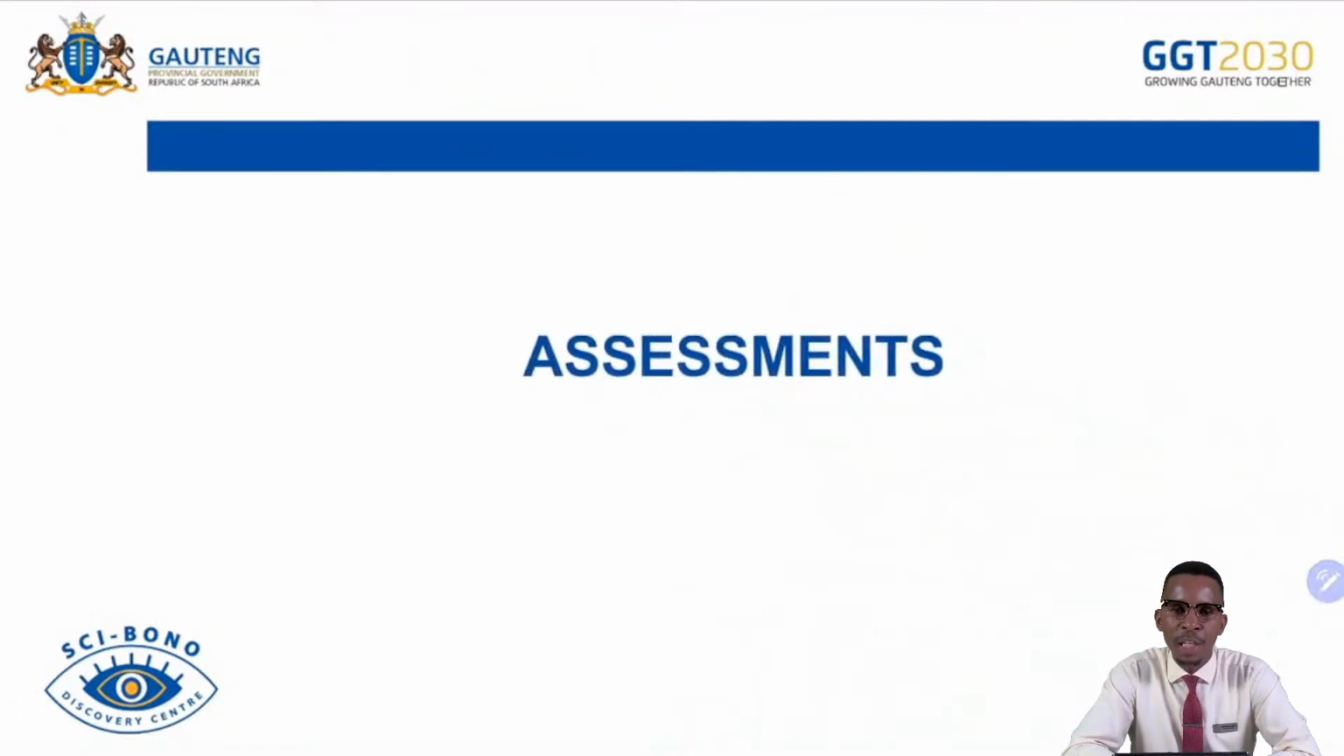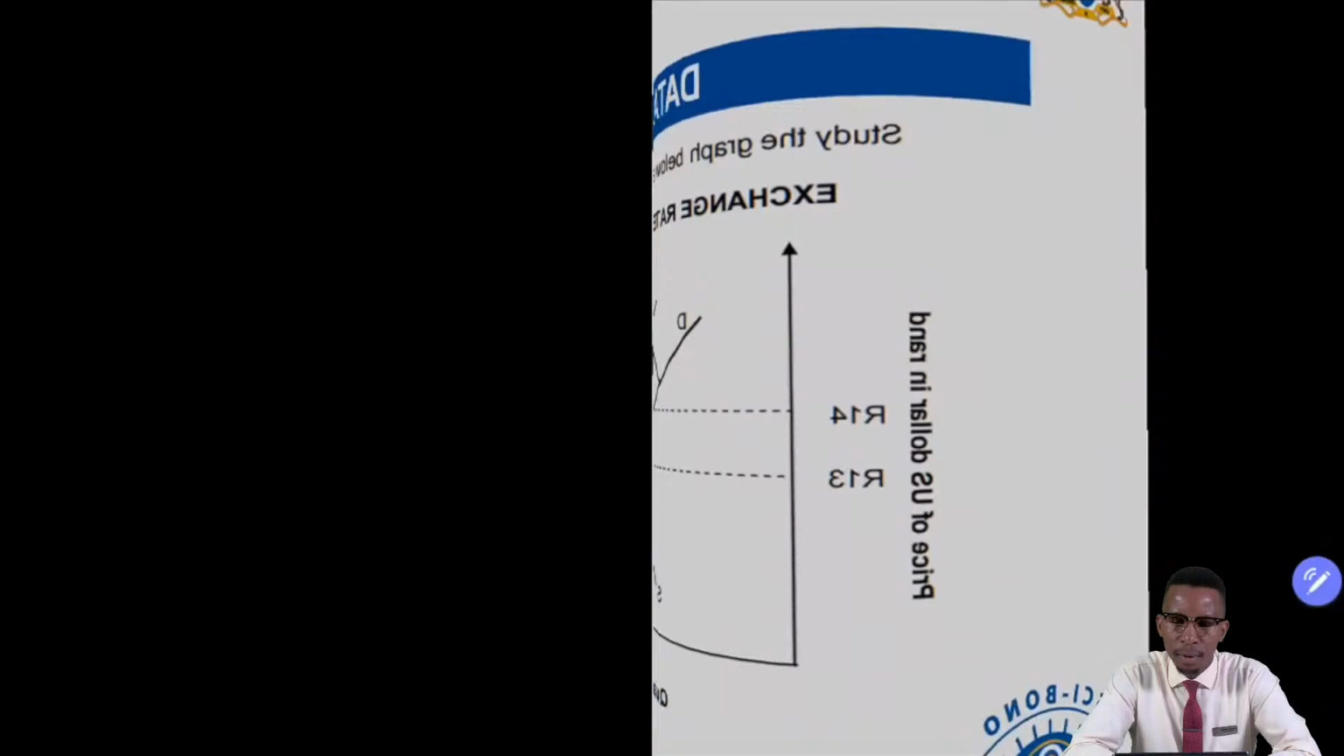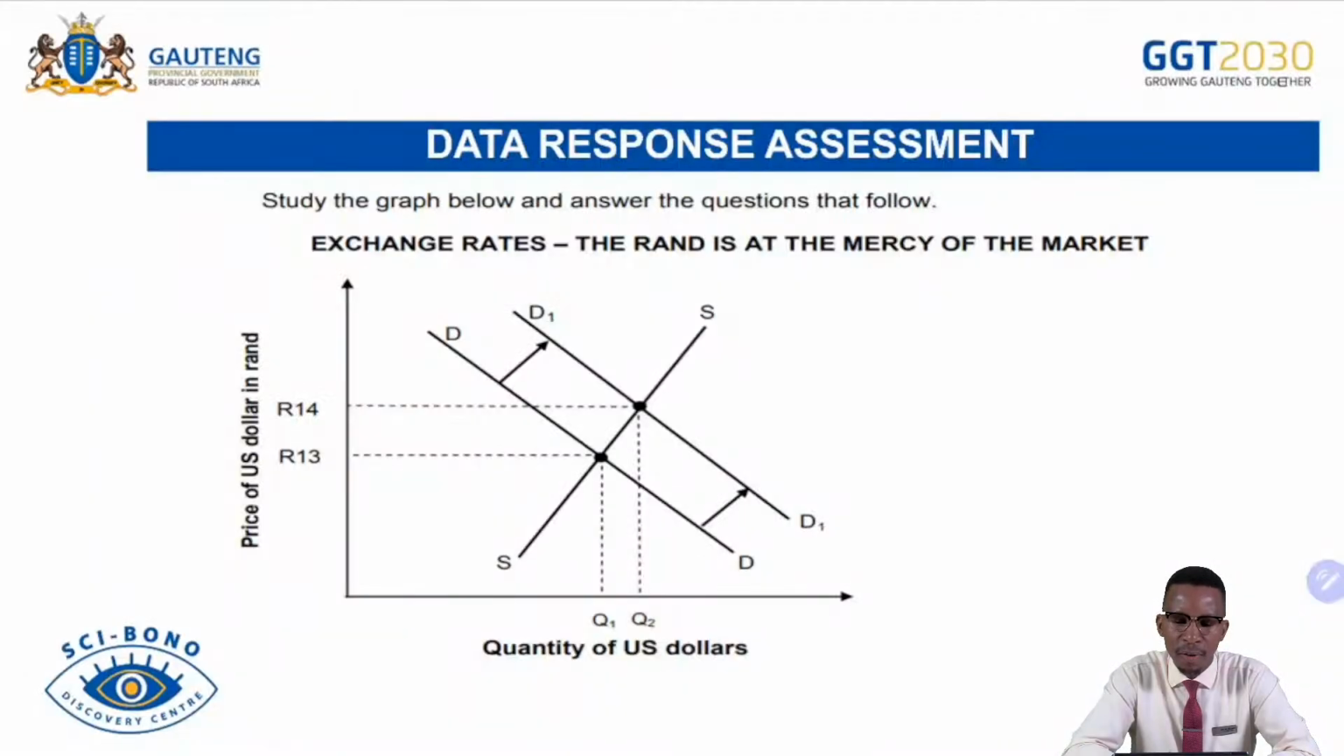And then this part is for assessments. Here we are given a graph as part of the data response. The price of US dollars in rands. There is a supply curve, and you can see there's an increase in the demand from Q1 to Q2, and a movement from 13 to 14. So let's check the questions quickly.